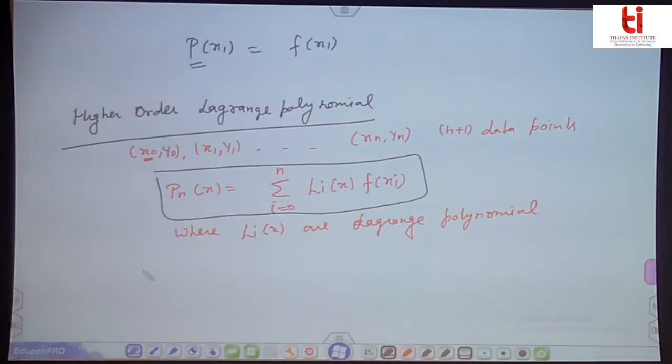Now, we can write Pn(xj) will be f(xj), where j is lying from 0 to n. Okay, Li(xj). First, write what Li(x) is when we are having n plus 1 data points. Just recall the definition of the Lagrange polynomial. Here you are having n plus 1 data points, so Li(x) will be an n degree Lagrange polynomial. Since it is Li, or I should write a particular L0(x), when n plus 1 data points are available.